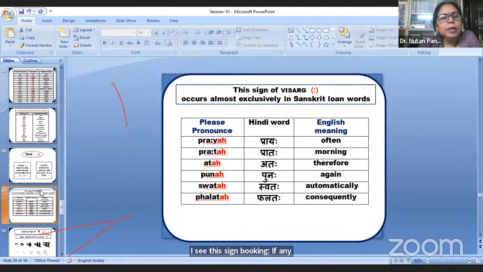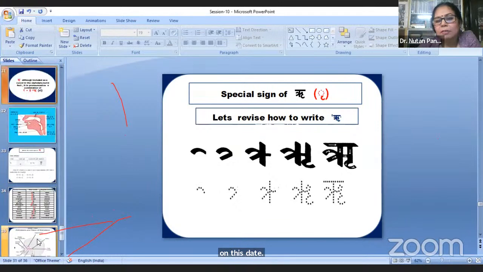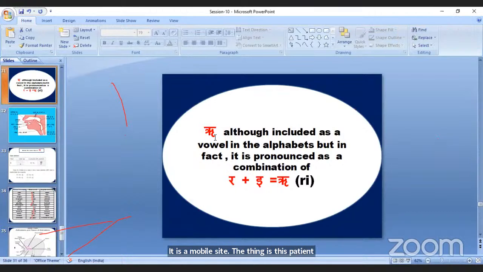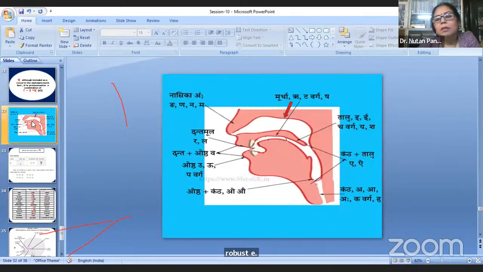Okay, now we will come to the last slide. It is ri. As I told you, you have already learned this ri. It is a vowel sign, but the thing is special. When you pronounce ri, it is pronounced as ra plus i. I am telling you this is a vowel sign, but it is a combination of ra plus i that makes ri. So it is included as a vowel in the alphabet, but in fact it is pronounced as a combination of ra plus i.